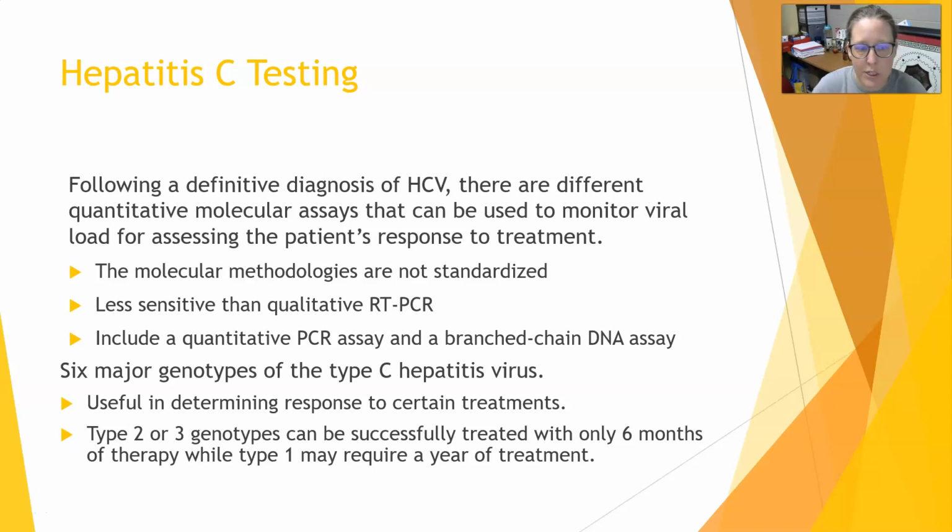There are 6 major genotypes of the type C hepatitis virus. They are useful in determining the response to certain treatments. Type 2 or type 3 genotypes for hepatitis C can be successfully treated with only 6 months of therapy, while type 1 may require a year of treatment. So again, doing the genotyping and some of these more specific molecular tests can be helpful in guiding therapy for your patients. All right, that wraps up hepatitis C.